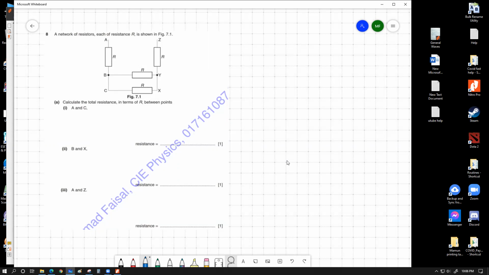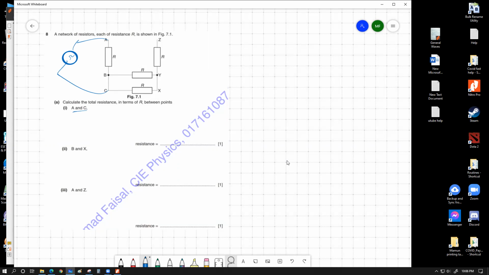Calculate the total resistance in terms of R between points A and C. This essentially means that if we connect an ohm meter, one end over here and one end over here, how much should be the resistance that this ohm meter is going to measure?